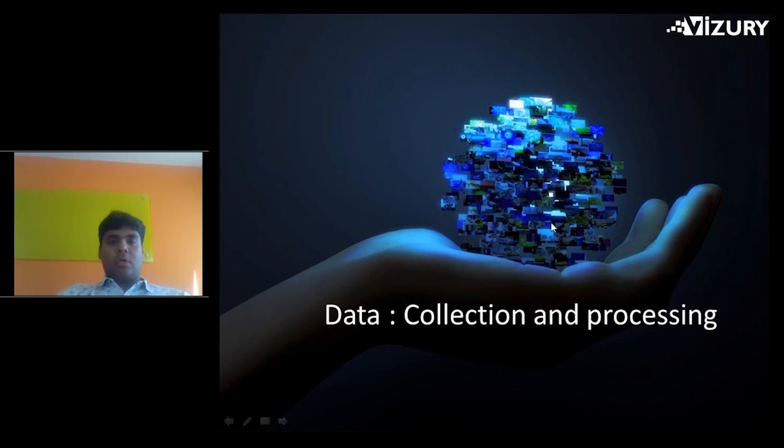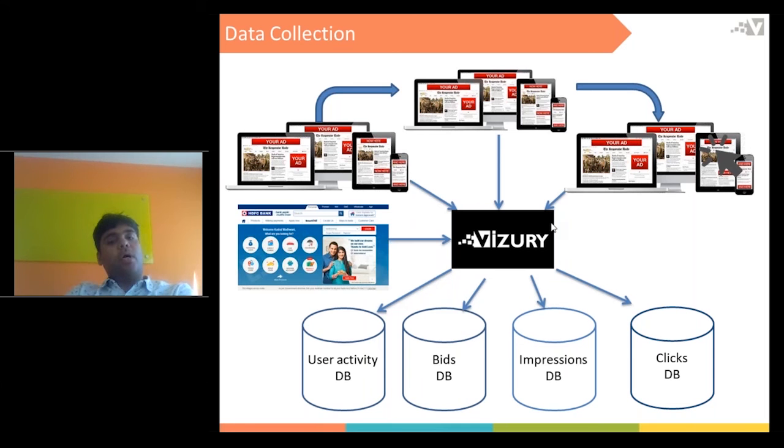Okay. So in the data collection part of it, I thought it would be easier to show it again by the use case that I covered. Whenever there is an activity on the client's website, in this case I have taken HDFC, we have an activity log coming in, which we store in the user activity database. And wherever there's an activity on the publisher side, which is basically in blogs or news websites, we get a bid request, which we log in bidsdb.